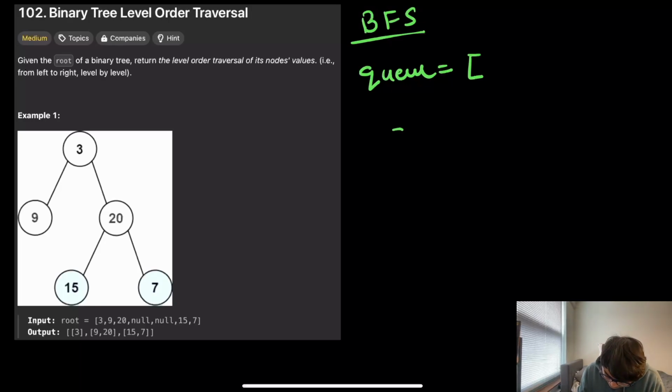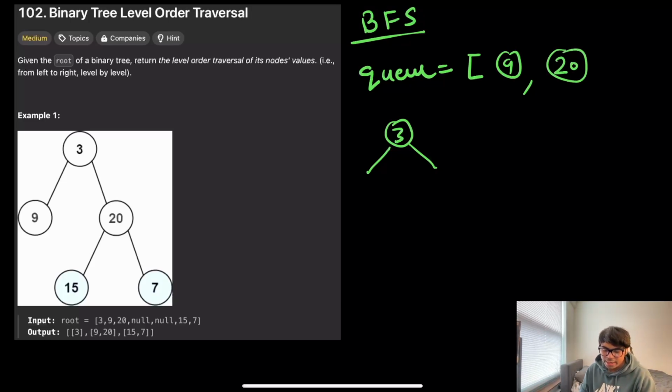So if I'm popping out 3, then for my current node 3, I will be going to its left and then its right. I'm going to process its left and right, and in order to process that, I'm just going to put them onto my queue. So I'll put 9 onto my queue and 20 onto my queue. So now my queue has 9 and 20 that I need to process, but currently I'm processing 3. What I mean by processing 3 is that I'm processing all the nodes of level 1.